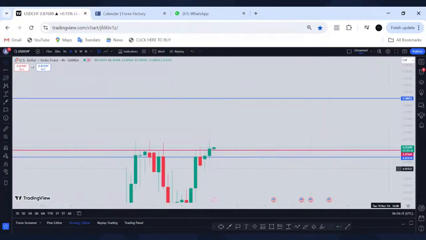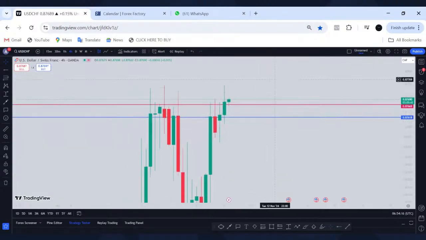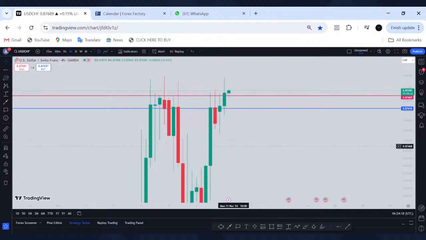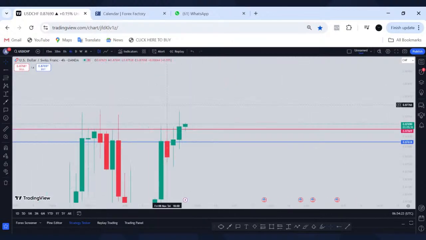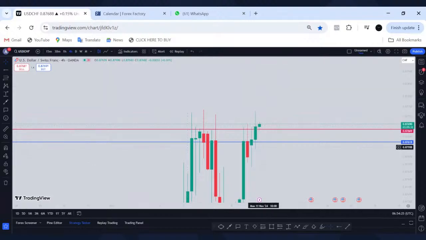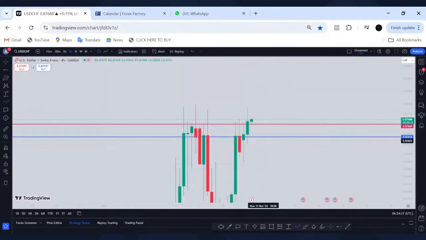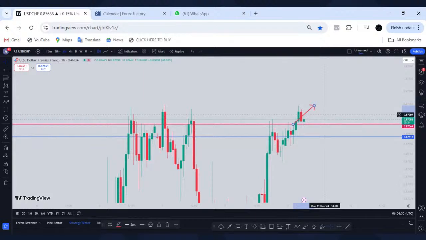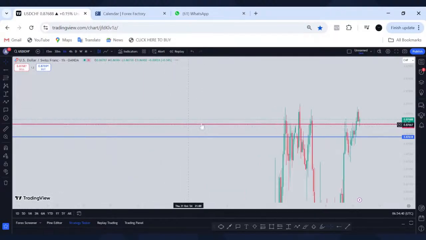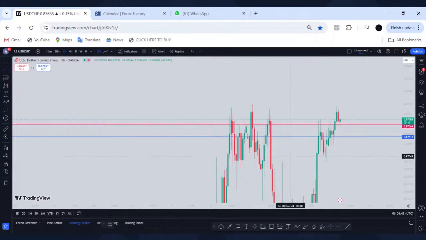I think the H4 candle has broken above the zone, so the H4 is not giving us an entry. The best way should have been waiting for a retest, then we execute. So now this is what we are going to do for USD CHF. Let me check the H1 time frame and see.